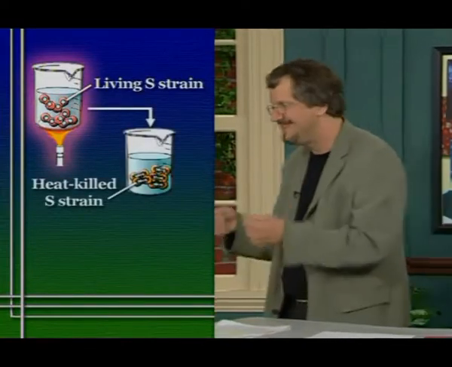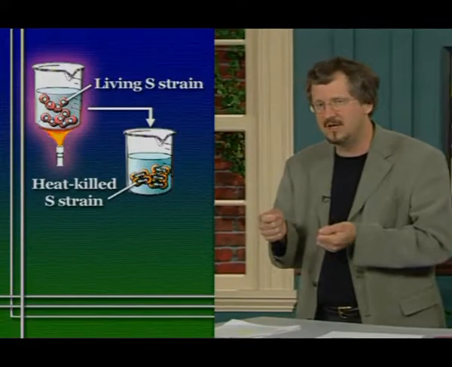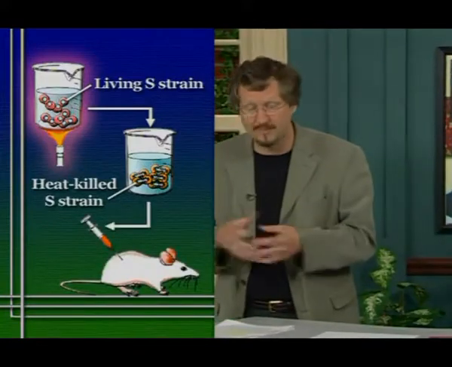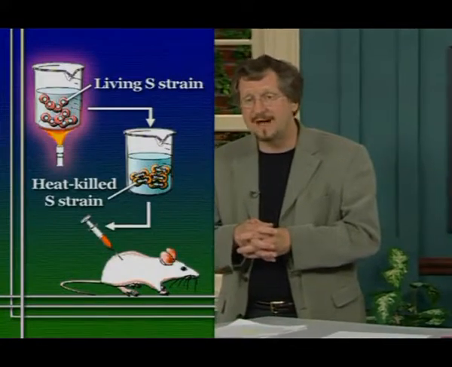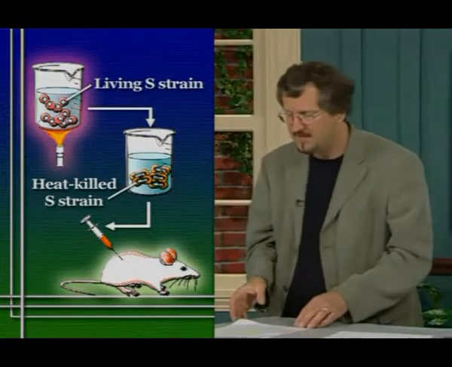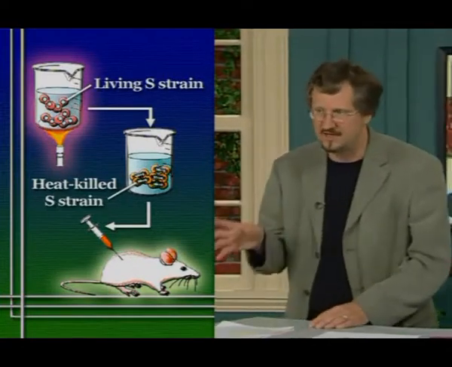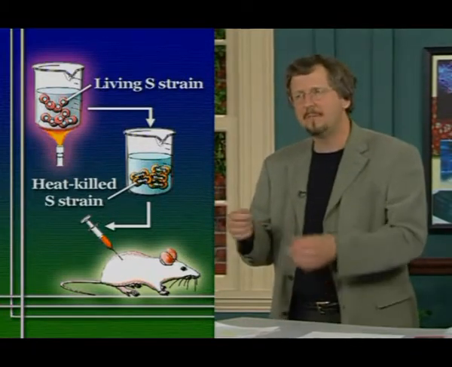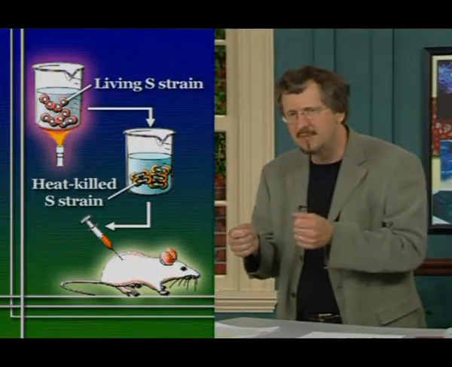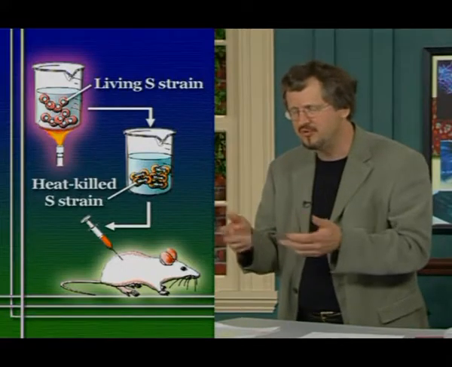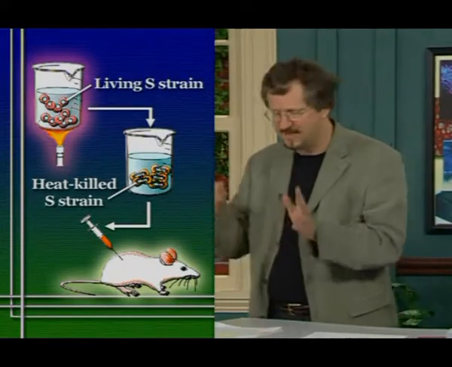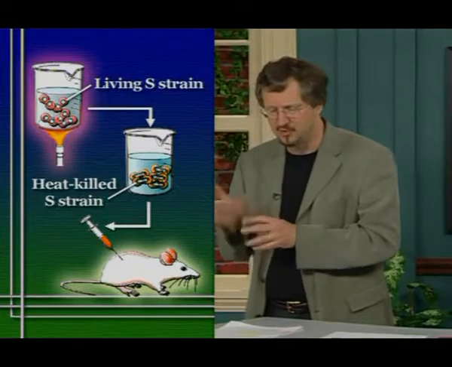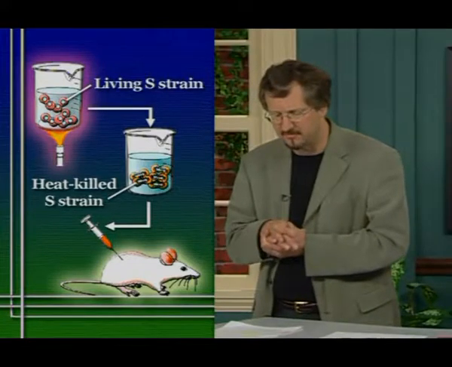And then you take these dead S-strain bacteria and you inject them, say, into a laboratory mouse and see if that mouse develops immunity. The mouse wouldn't die if you injected S-strain bacteria that had been killed because they're dead. But the parts of the bacteria that are injected might nonetheless induce an immune response by a mechanism that we'll get to briefly very much later on in the course.